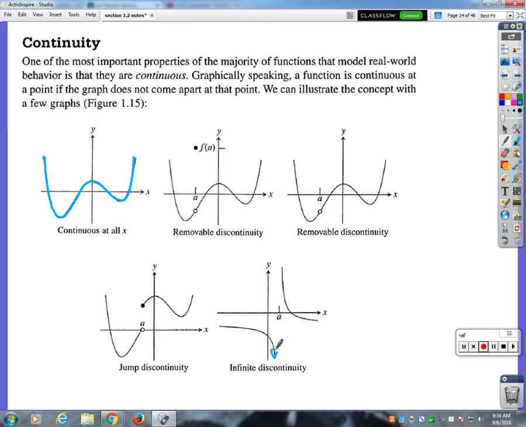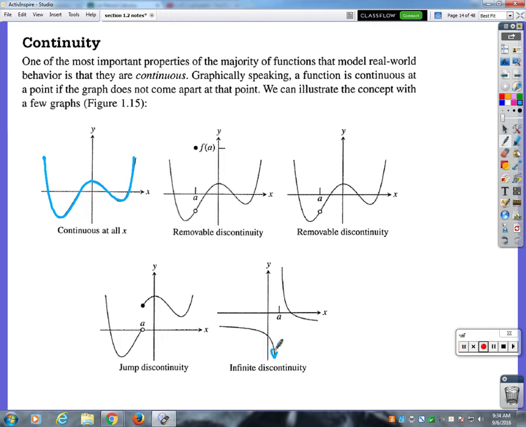Questions? Sir? What's the difference between the second and third? Nothing. In this case, we have sort of removed the discontinuity because now every value of x has a value of y that goes with it. In this case, we have not yet removed the discontinuity, but we could if we wanted to. Okay?